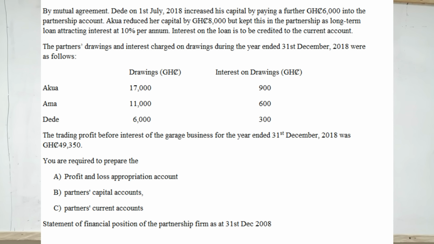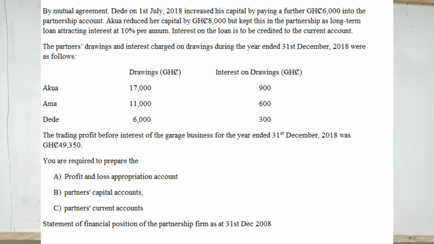By mutual agreement, on 1st July 2018 Dede increased her capital by paying a further 6,000 Ghana cedis into the partnership account. Equia reduced her capital by 8,000 Ghana cedis, but kept this in the partnership as a long-term loan, attracting interest at 10% per annum. Interest on loan is to be credited to the current account. We continue.